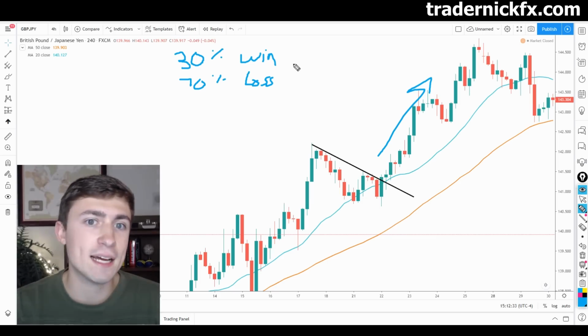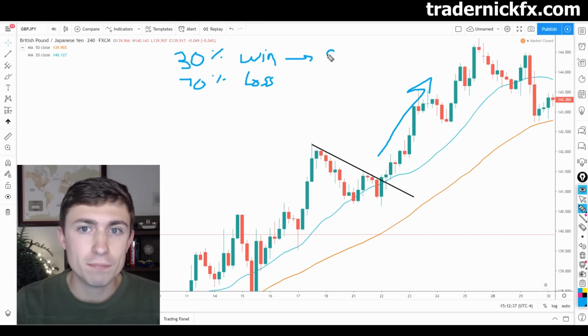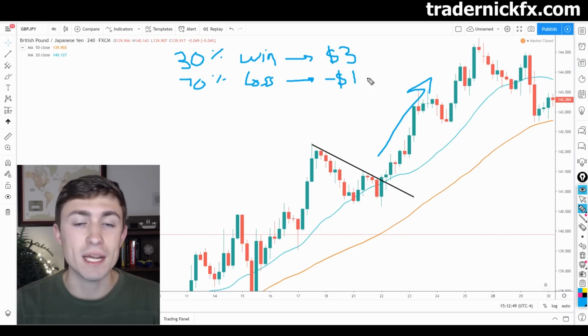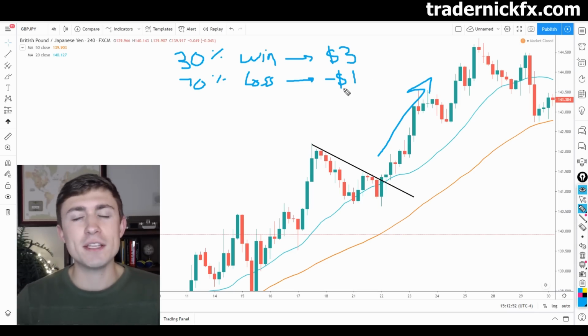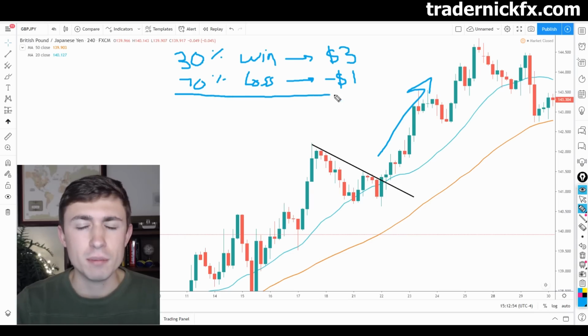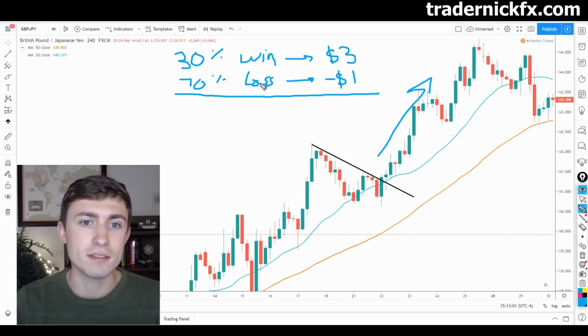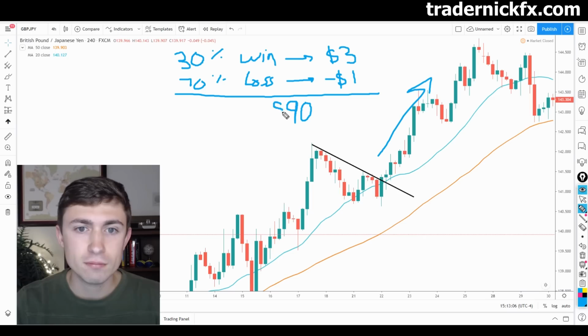So how is that the case? Well, if each time we win, we make $3, right? And each time we lose $1, right? Because our reward to risk, again, is 3 to 1. So we're risking 1 to make 3, right? Over time, this can still work out profitably, because if you took 100 trades, then 30 of them are going to be winners at $3 a piece, gives you a $90 profit from those winners, right?